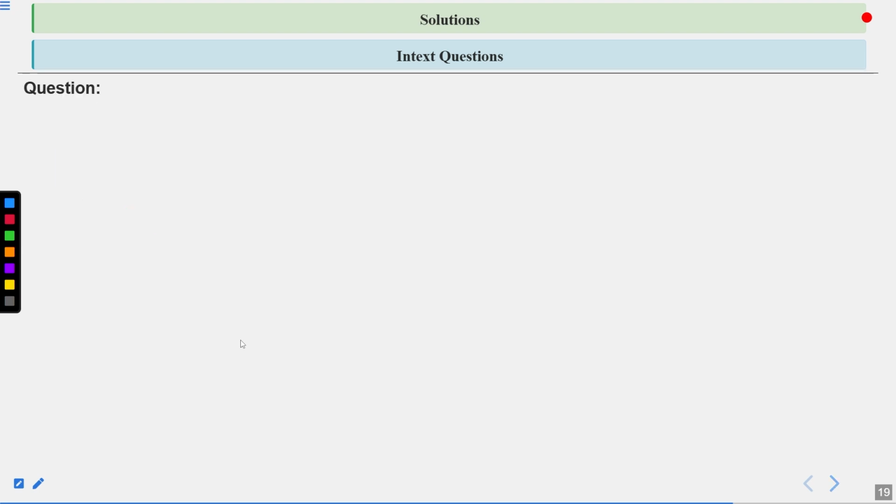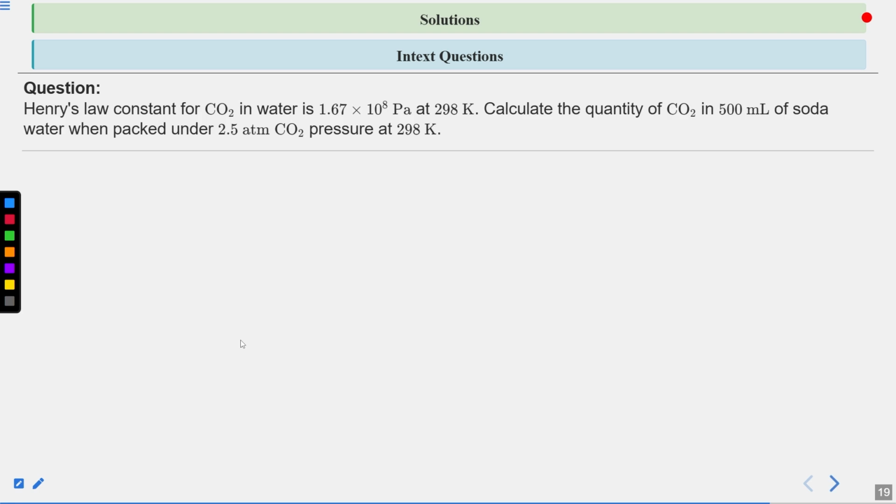Then our next question. The Henry's law constant for CO2 gas is 1.67 into 10 to the power 8. Then we have to calculate the quantity of CO2 in 500 ml of soda water when packed under 2.5 atm CO2 pressure at 298 Kelvin. What is being given here? Your Henry's law constant is given, we have to calculate the CO2 present in 500 ml of water, and the pressure is also mentioned. First, we will calculate the mole fraction.